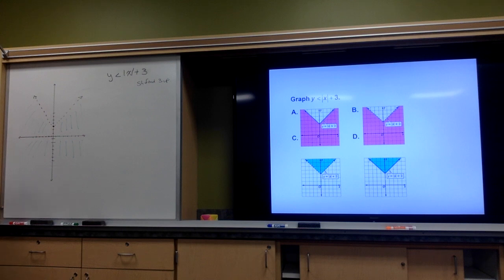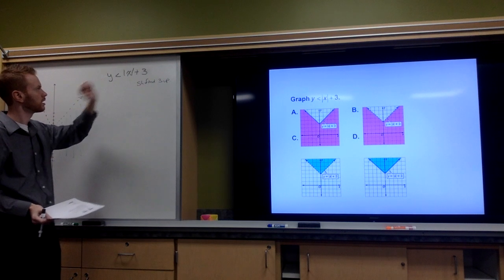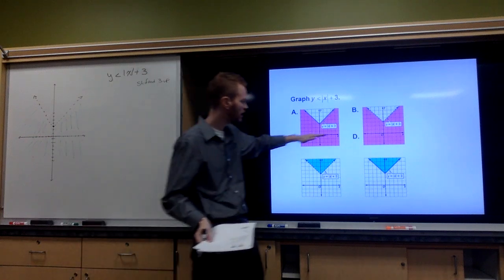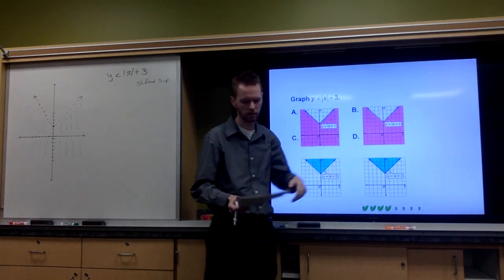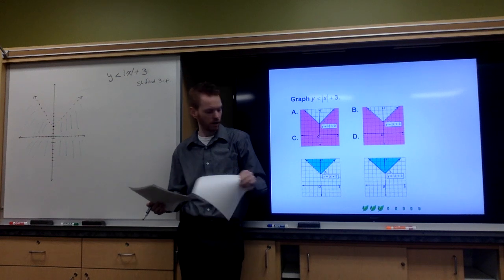Once again, we can test a point out to see if this works. If I put 0, 0 in, is 0 less than 3? Answer would be yes. So what option is this going to be? I think B, right? B is the correct answer. I don't know why C and D got shifted, but B would be the correct answer for that one.